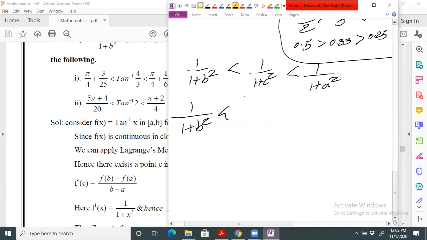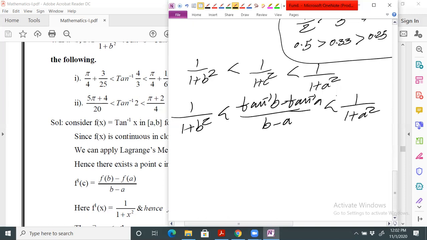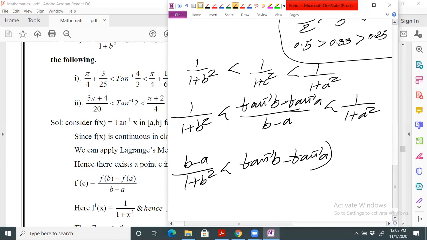So 1 by 1 plus B square is less than tan inverse B minus tan inverse A by B minus A is less than 1 by 1 plus A square. Now I'm multiplying with B minus A on all sides. Then B minus A by 1 plus B square is less than tan inverse B minus tan inverse A by B minus A into B minus A. Denominator B minus A and numerator B minus A get cancelled. Then less than B minus A by 1 plus A square. So this one we get.